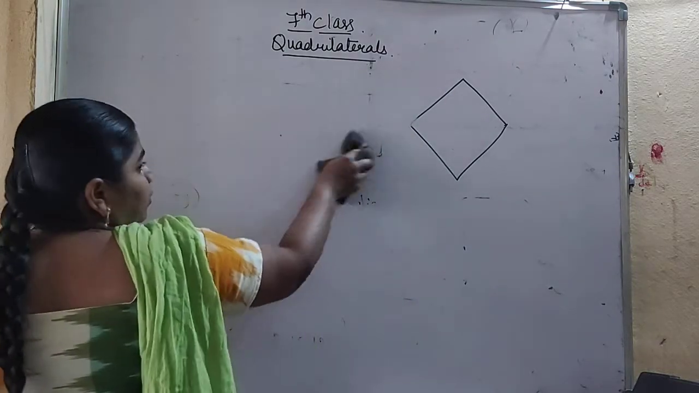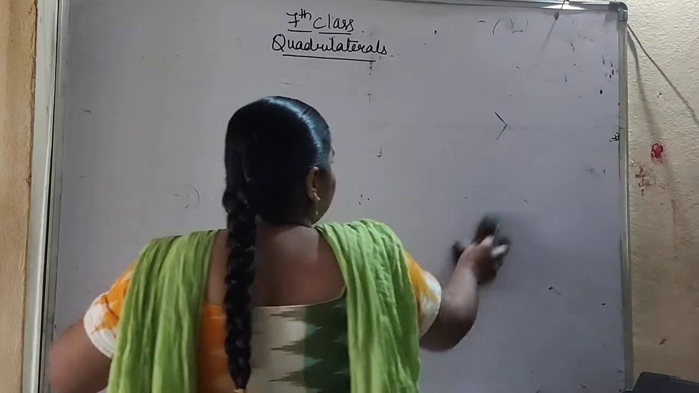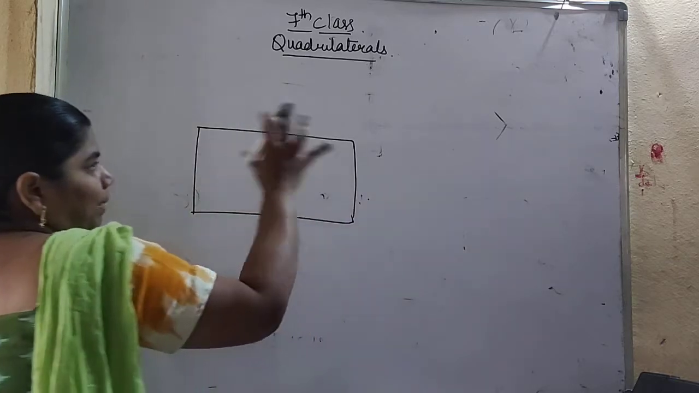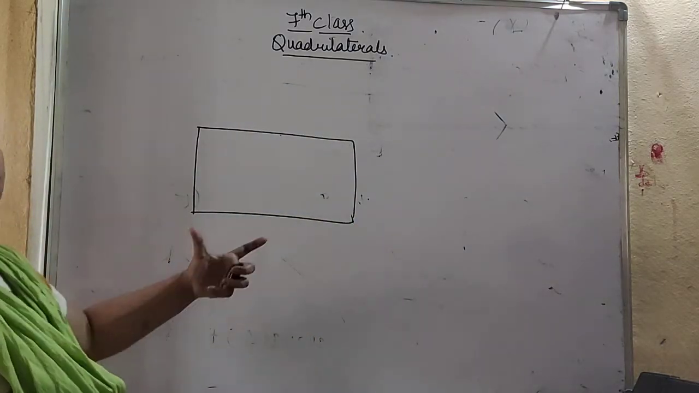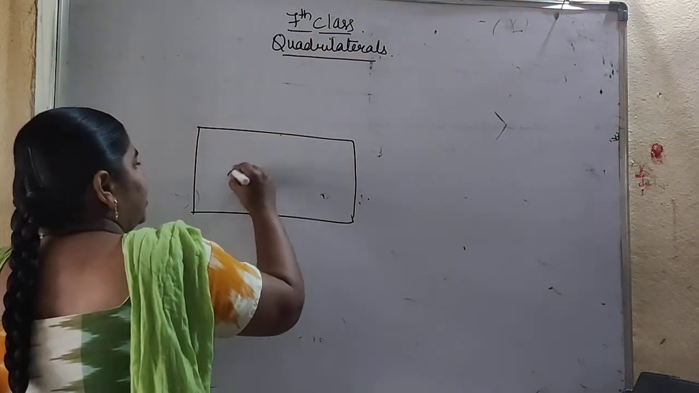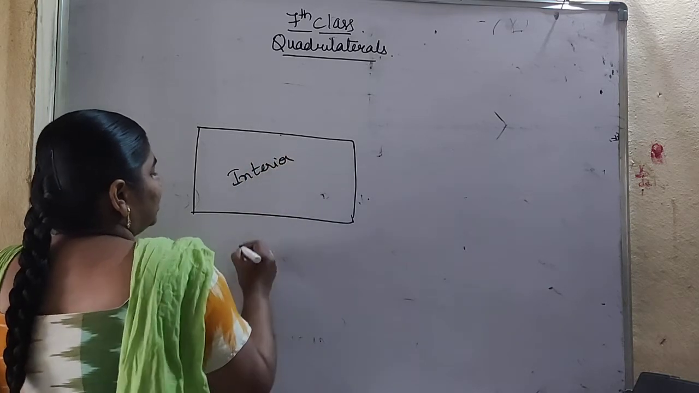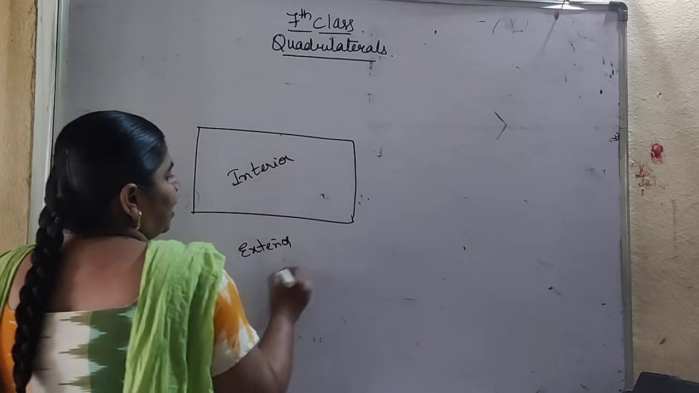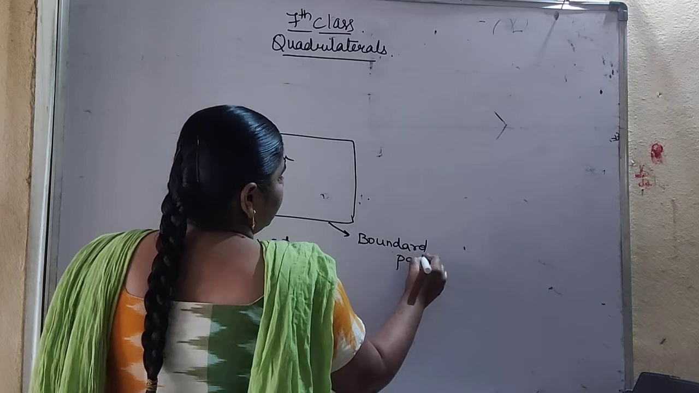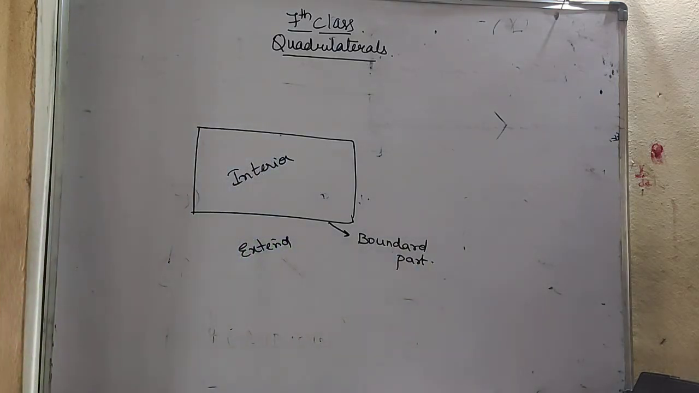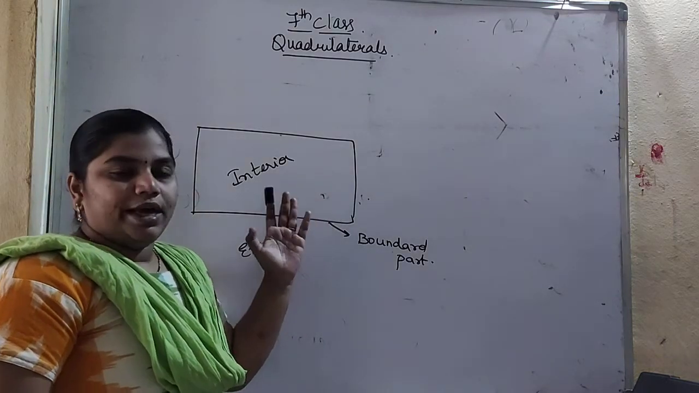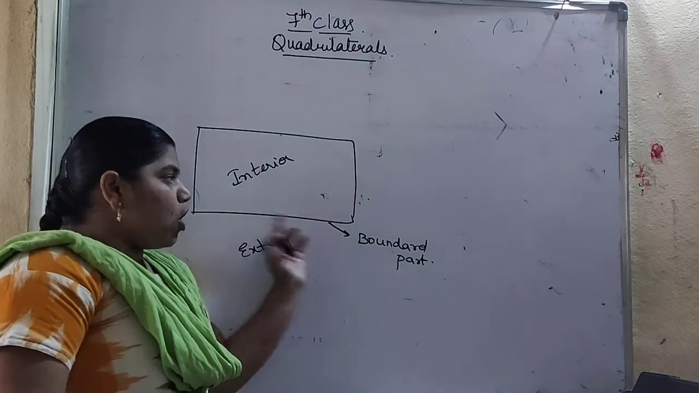So if you draw a quadrilateral on a plane, suppose you think this board is one plane. If I draw a quadrilateral on this plane, the plane has been divided into three parts. One is the interior part, another is the exterior part, and one more is the boundary part. So interior is nothing but inside the figure, exterior is outside the figure, and boundary is on the line segment.